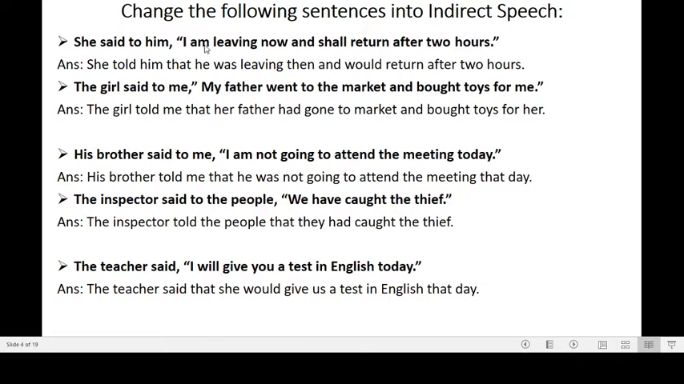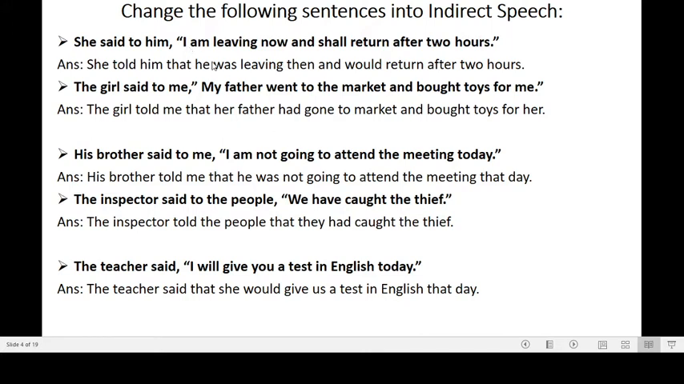She said to him, I am leaving now and shall return after 2 hours. Here the answer, it is a statement. She told him that, okay. Here told him that, we are not using said that because here the pronoun him is there. We know the statement is addressed to a person. So we use she told him that.